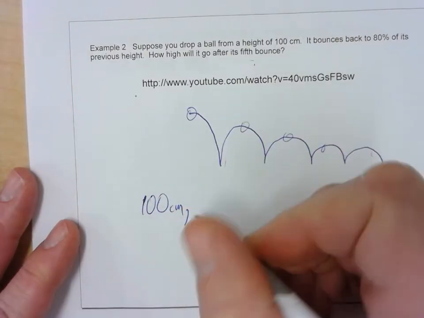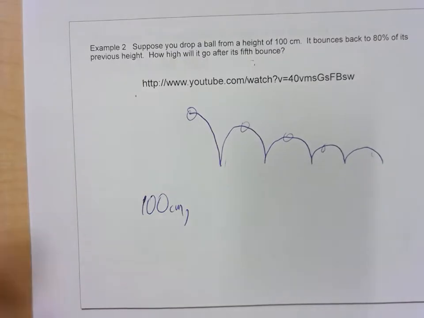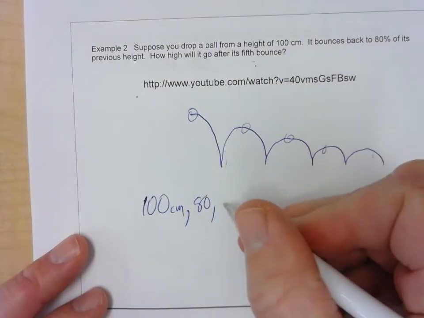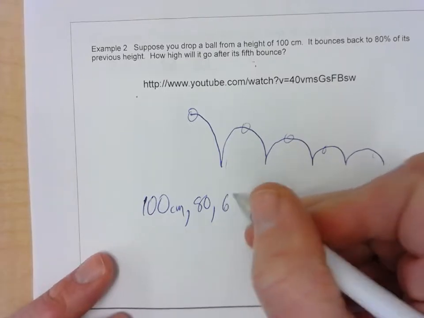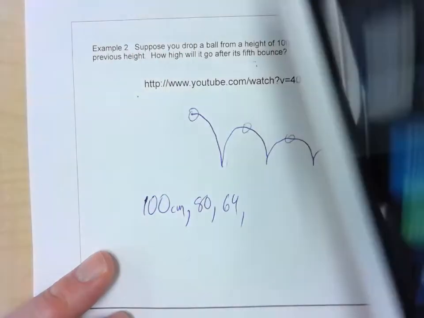So it's 100 centimeters the first time, and then it's 80% of that. So that would be 80 centimeters. And then 80% of that, so I'm multiplying by 0.8, would be 64 centimeters. Now I'm going to use a calculator.